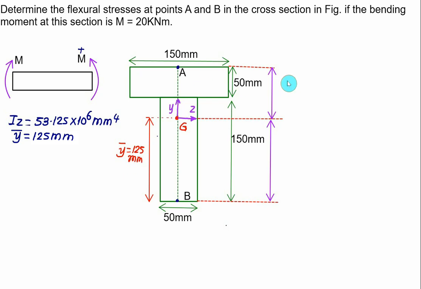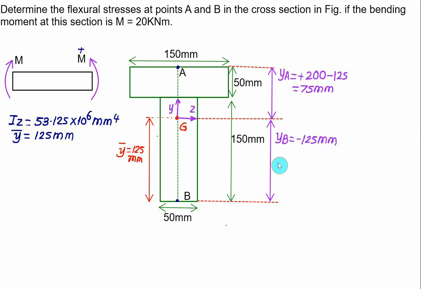It means that we have the distance of YA. Since point A is above the center of gravity, we take this value as positive. Total distance is 200, and the bottom distance up to the centroid is 125, so we have minus 125. So the distance of fiber A from the centroid is 200 minus 125, which is 75 mm. Similarly, we calculate the distance of the bottom fiber at B from the center of gravity. This point is below, so you have to treat the value of YB as negative. The total distance here is 125, so it is minus 125 mm.